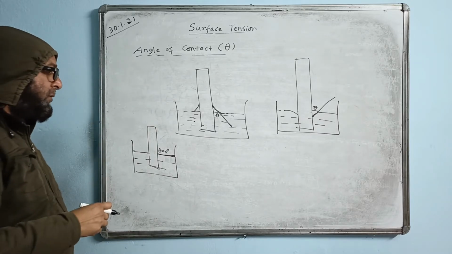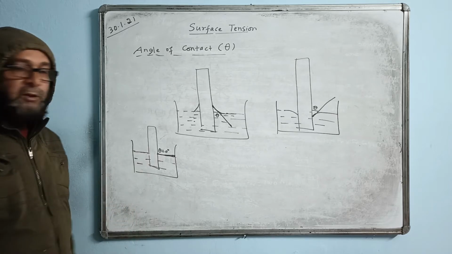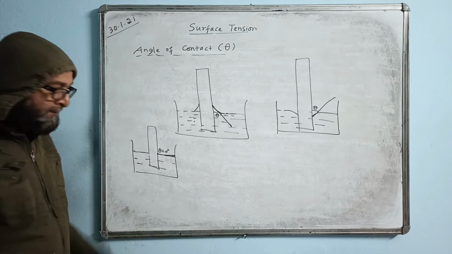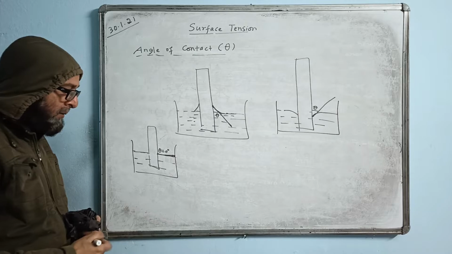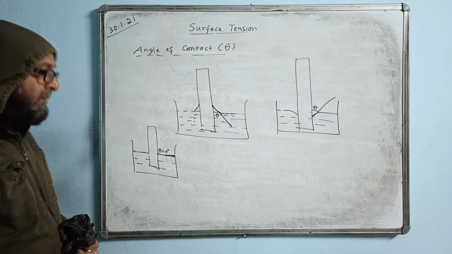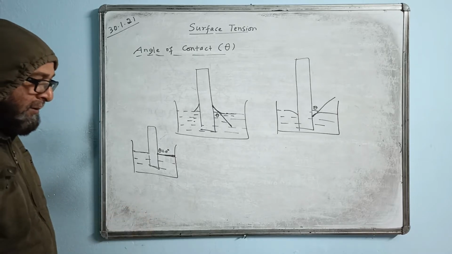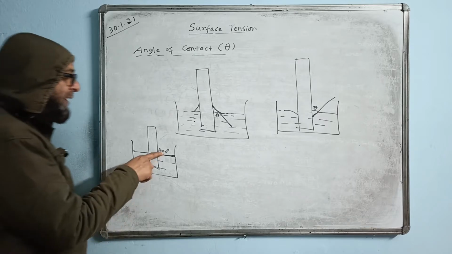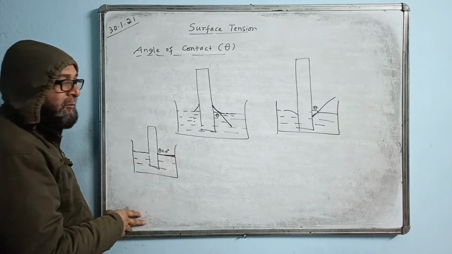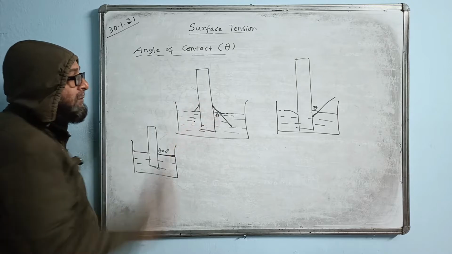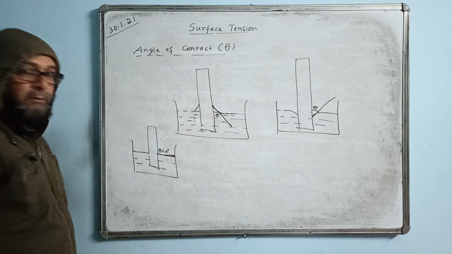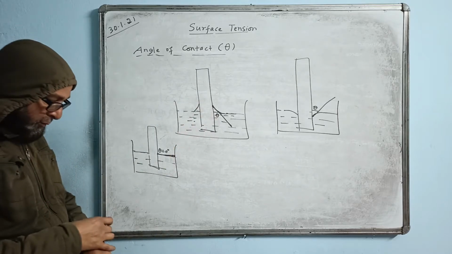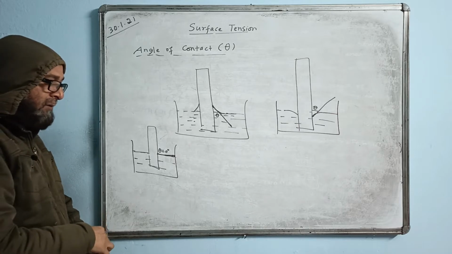The theta value will be exactly 0 degrees in this case. This is for clean water. But if the water is tap water, that is not clean water, then the value of theta will be around 25 degrees. So in that case, we will get the curve in that shape.